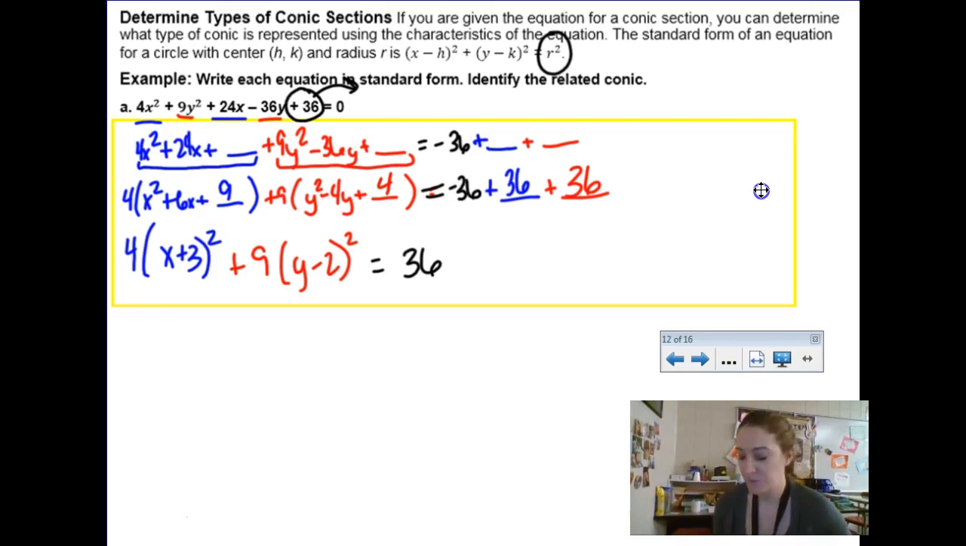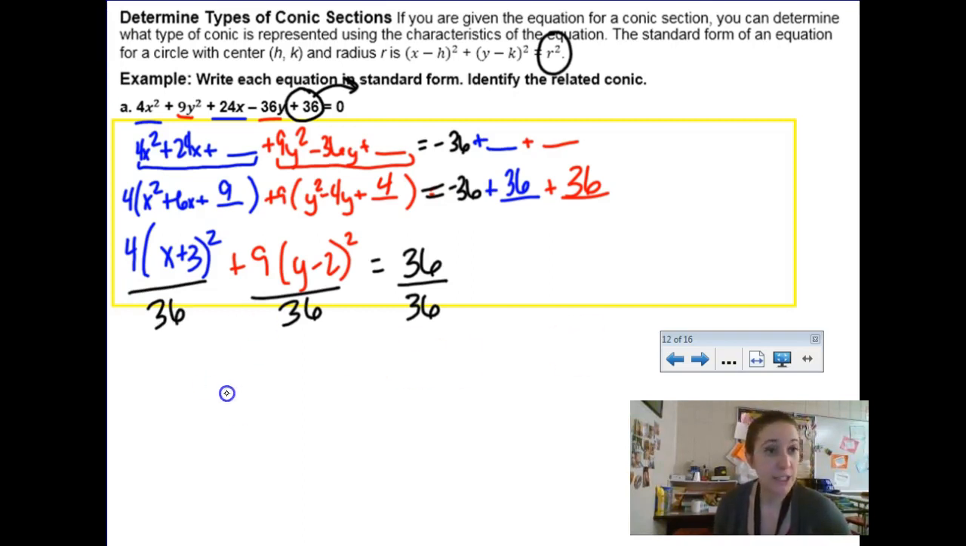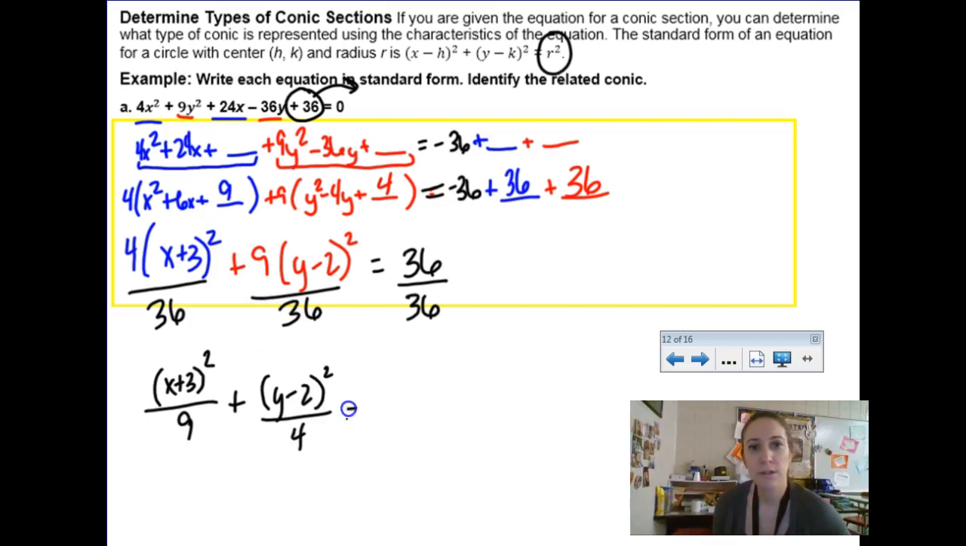It's fun. I guess we could have just left that 36 alone. Oh well. So this is not a circle because there's numbers in front of these factors. They can't be there, which means it's one of our other conic sections. So what we're going to do is whatever this number is, you're going to divide by it on every term. And that creates the formula that we have been using today, which is going to be the ellipse formula. So this becomes x plus 3 squared over 9 plus y minus 2 squared over 4 equals 1.